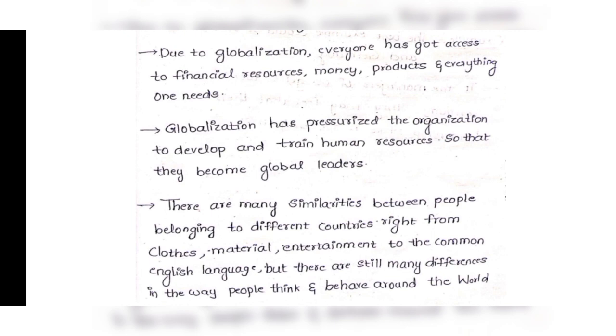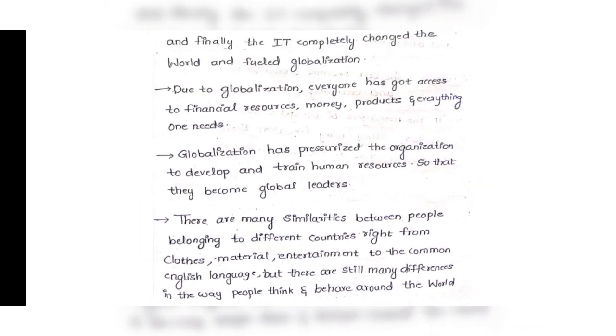So for that, there are many similarities between people belonging to different countries, and they also differ in clothes, material, entertainment. So these are all things we should observe in OB, that is organizational behavior: which country they belong to, what their ethics are, what entertainment materials they use and what clothes they wear. This all comes under globalization. So globalization impacts a person and a global organization in finding which person is right and which person to choose for the company. This is the impact of globalization on OB.